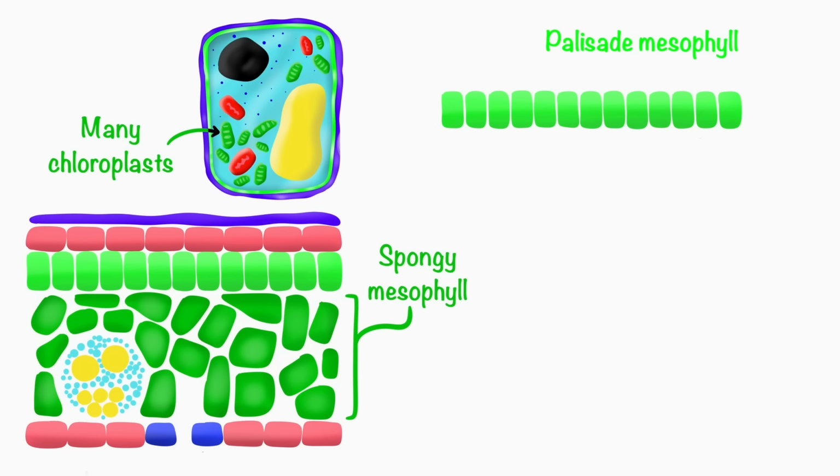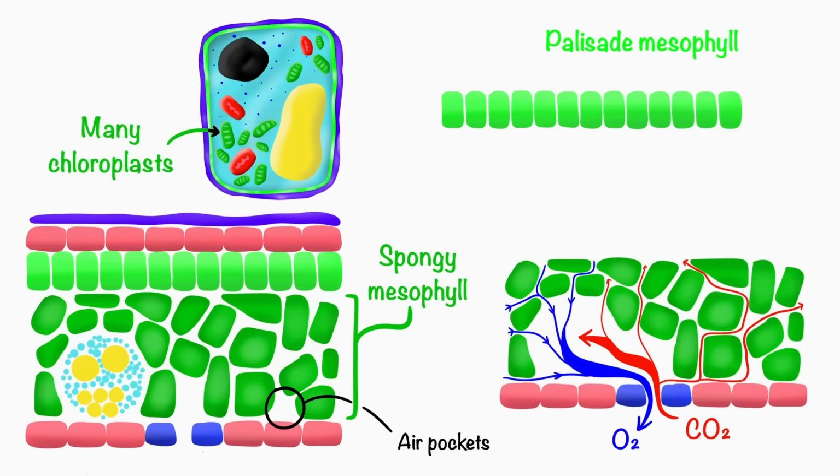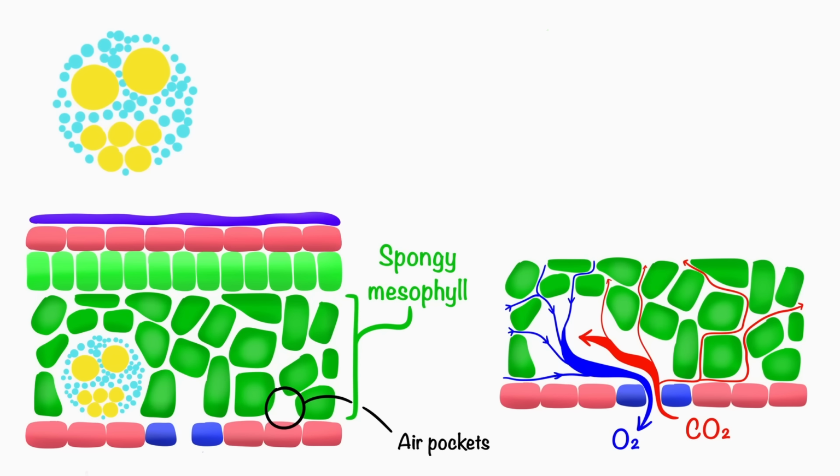Deeper within the leaf structure is the spongy mesophyll layer. This tissue consists of irregularly shaped cells separated by air pockets. These air spaces facilitate the movement of carbon dioxide and oxygen to and from the cells, supporting the leaf's respiratory functions. Throughout plant structures run two vital transportation tissues, xylem and phloem.